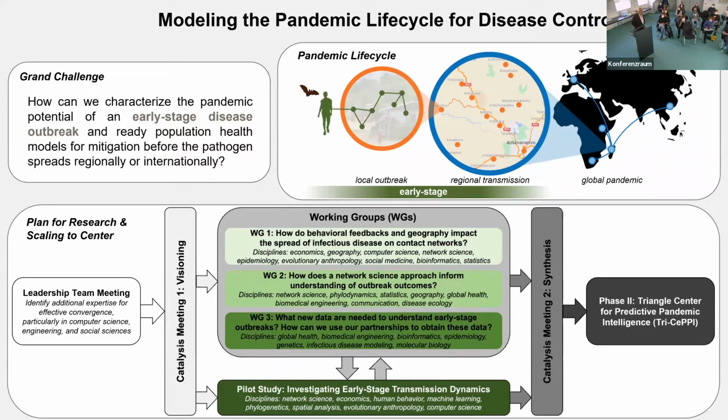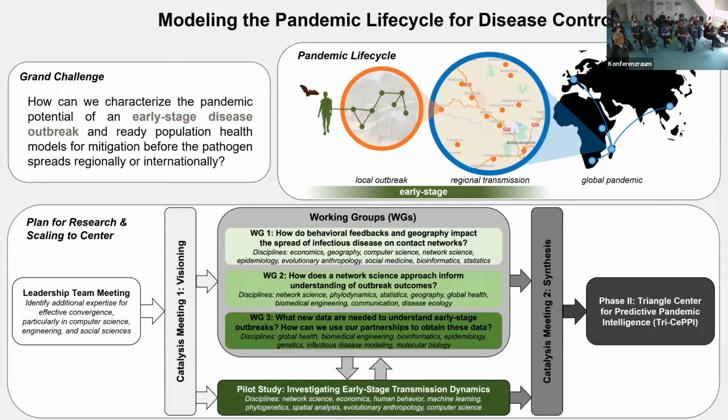The second is, how does a network science approach inform understanding of outbreak outcomes? Again, lots of different disciplines: network science, biodynamics, statistics, geography, global health, biomedical engineering, communications, and disease ecology, which is interdisciplinary in itself. And the last question is, I can't quite read, I've got to walk over here, is what new data are needed to understand early stage outbreaks.